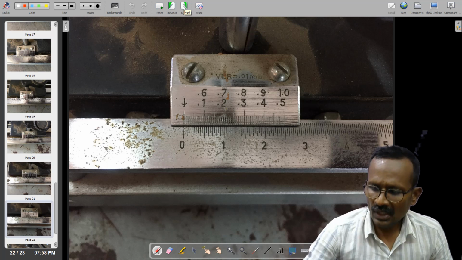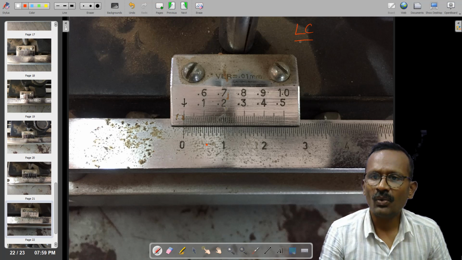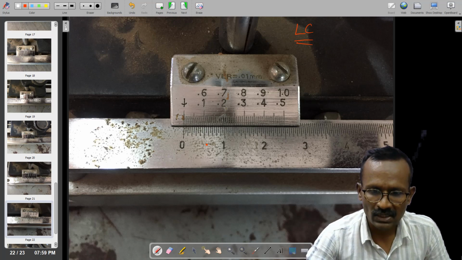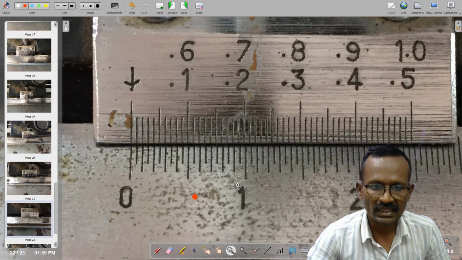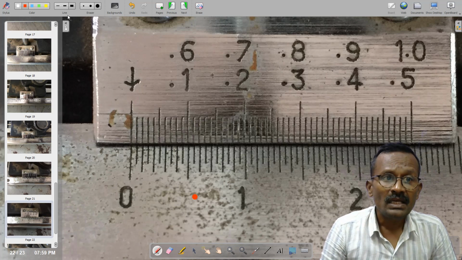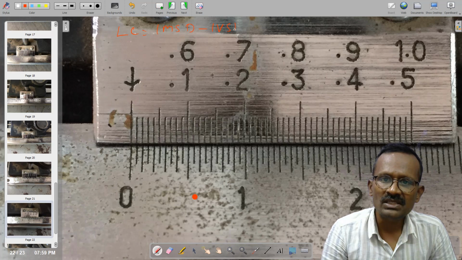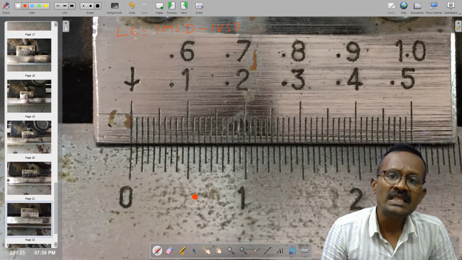Finally, I want to tell you how to take the least count of this one in English. What is the least count? How can we find it? I tell you the meaning of the least count. Least count means one vernier scale division should be subtracted from one main scale division. This is the formula for the least count.